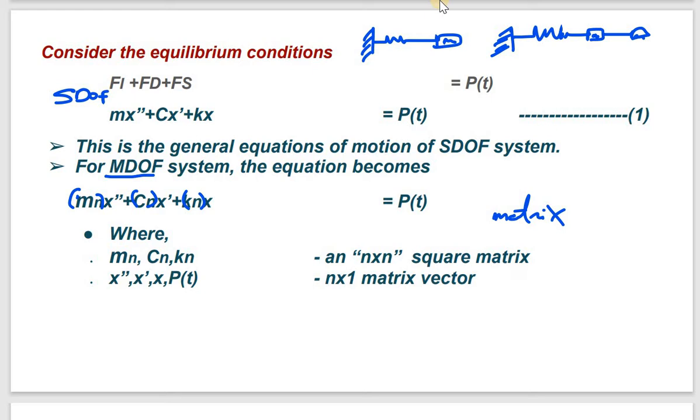So there, this M will be a matrix. C also, there will be two dampings, so there will be a matrix. K will be there, two K will be there. So again a matrix will be there. That we will study in the last module.